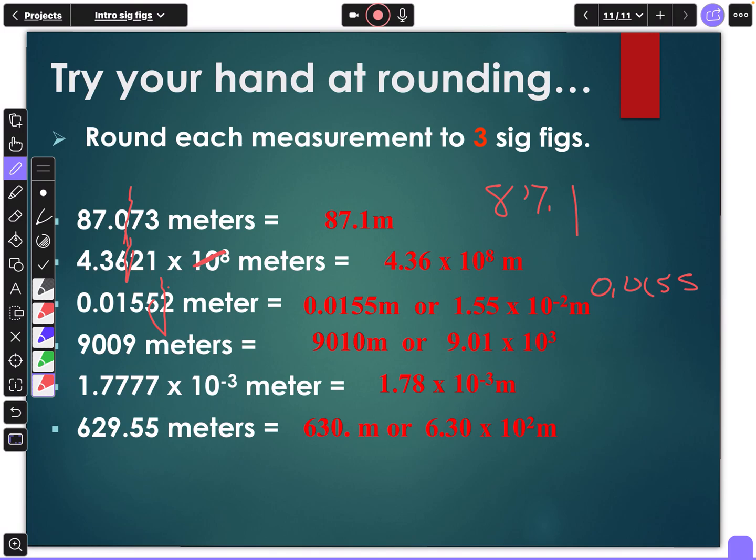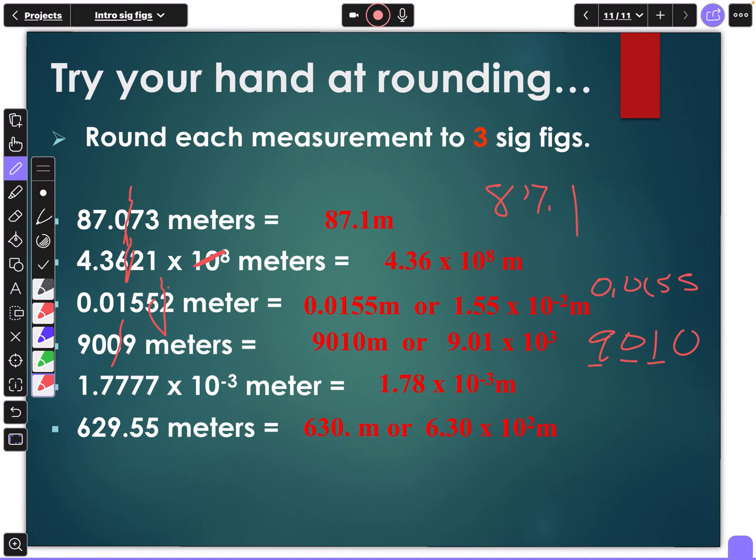All right, next, 9,009 meters. How can I make that into 3 significant figures? Well, I need to cut it off right here. Now, 900 would only have 1 significant figure, so 900 would not be the right answer. But I could take that last 9, that would make that 0 round up, and I would get 901,0. That has 3 significant figures because the 9, that 0, and that 1 are significant. That last 0 is not significant, so that would be rounded to 3 significant figures.